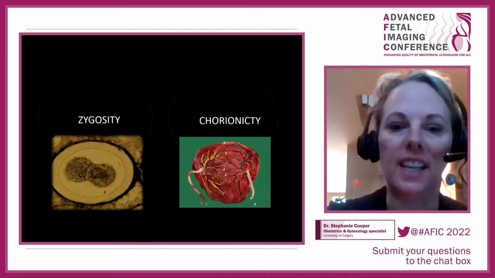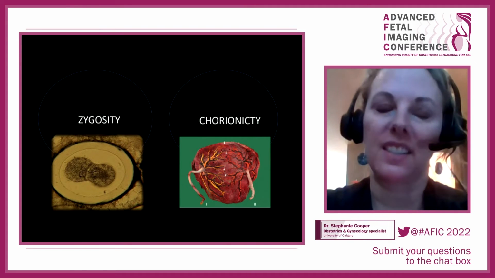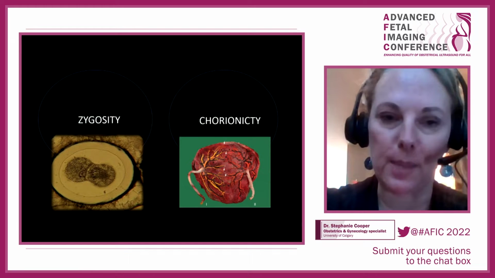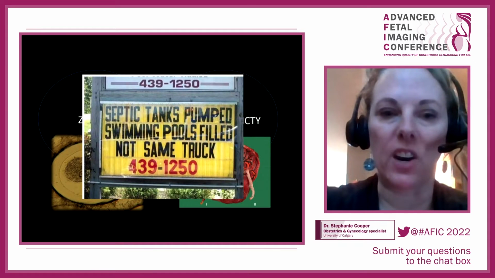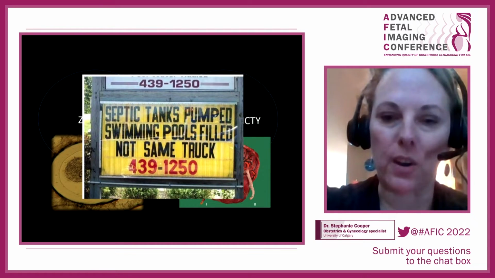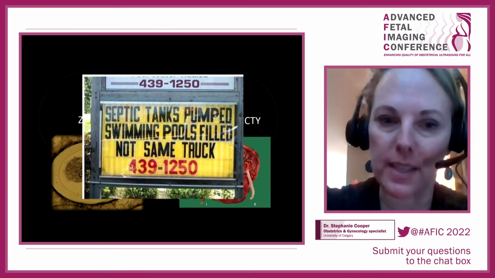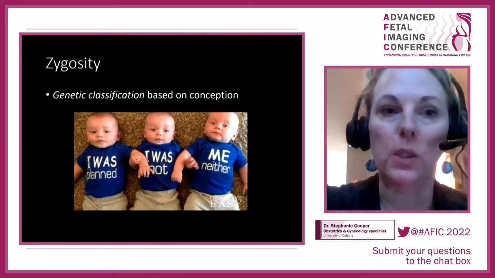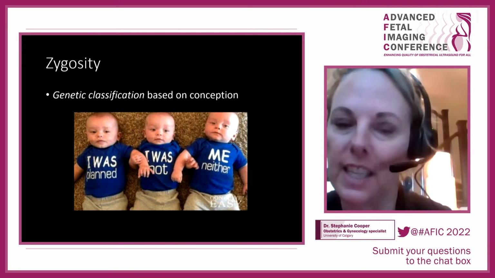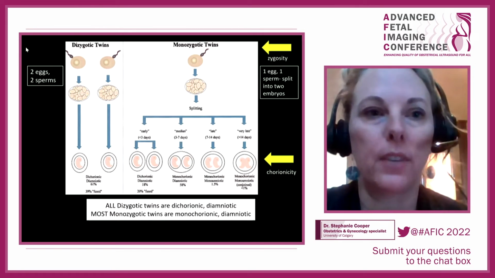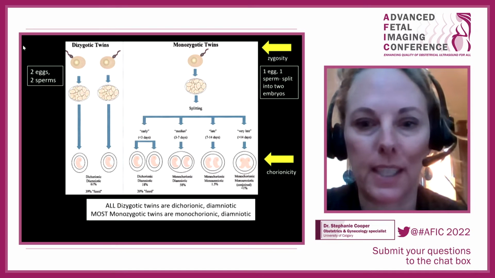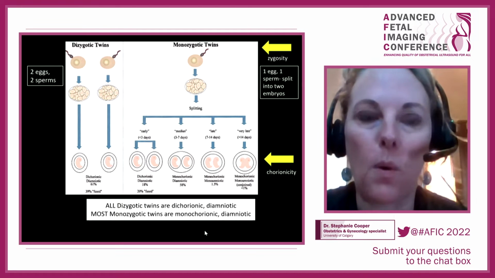Okay, this is a concept that's very confusing to people, and I will try to keep it as simple as possible, as per Janie and her Albert Einstein analogies, because zygosity and chorionicity are different, but still important to know. But for the sake of pregnancy management, we don't really care so much about zygosity. We care about chorionicity. But I'll just explain a little bit. Zygosity is the genetic classification based on conception. I realize my little screen thing might be in the way, so I apologize if it is.